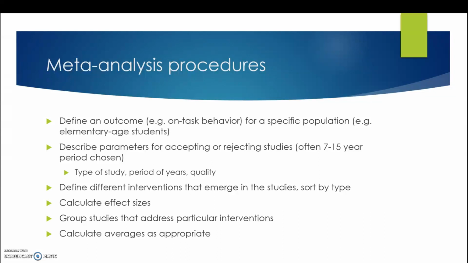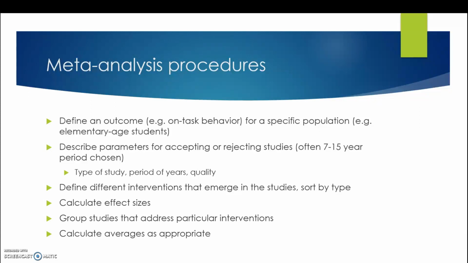To conduct a meta-analysis, you'll first want to define an outcome. For instance, let's say that the outcome is on-task behavior, whatever that may be, and you can operationally define that in more detail in your analysis. But if you were to conduct a meta-analysis, you'll be defining that outcome for a particular population, really honing in. Could be elementary age students, for example. You'll define your parameters as you're looking at studies to accept or reject in your meta-analysis. Typically between 7 and 15 year time periods are chosen.